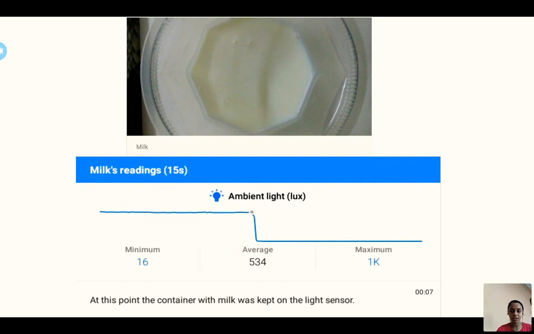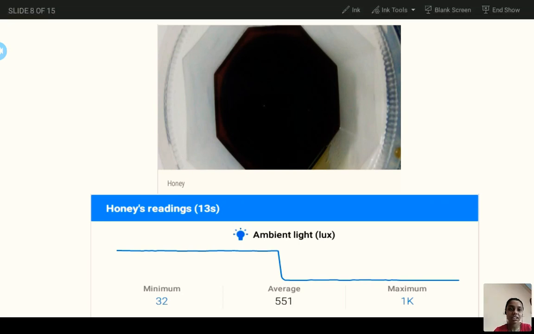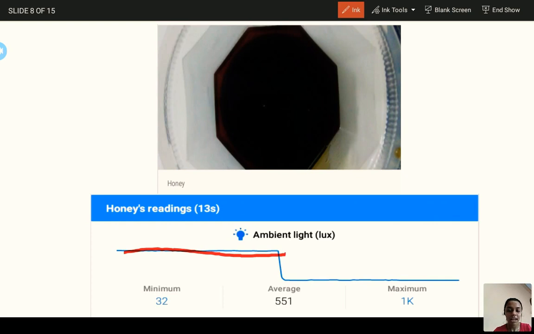Next is milk. So milk, as we have seen three liquids till now, has absorbed most of the light and only 16 lux of light is remaining, and it comes to the light sensor. Next comes honey, and for honey we shall see that the reading is constant at 1 kilolux, and then here the container is kept, it drops and then again becomes constant at 32 lux. So we shall note the reading.